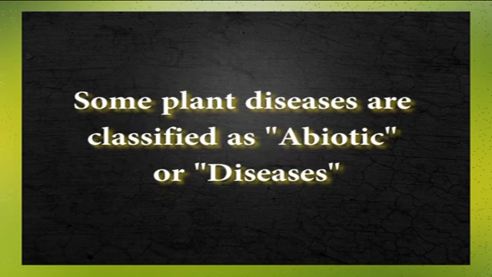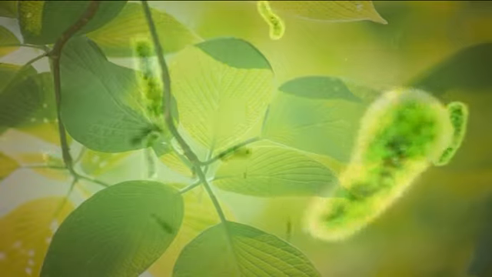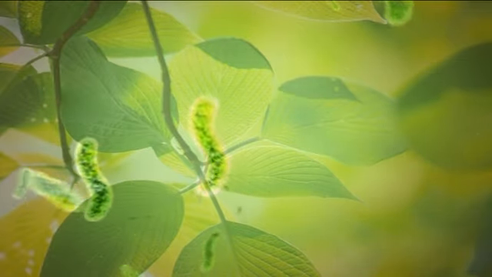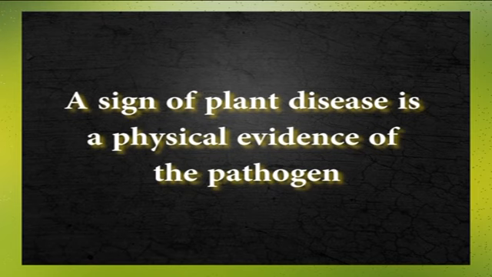Some plant diseases are classified as abiotic, or diseases that are non-infectious, and include damage from air pollution, nutritional deficiency or toxicities, and growth under less than optimal conditions. For now, we will look at diseases caused by bacteria. If plant disease is suspected, careful attention to plant appearance can give a good clue regarding the type of pathogen involved. A sign of plant disease is a physical evidence of the pathogen.